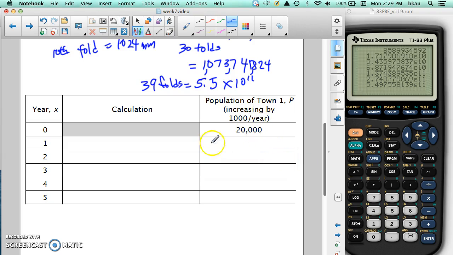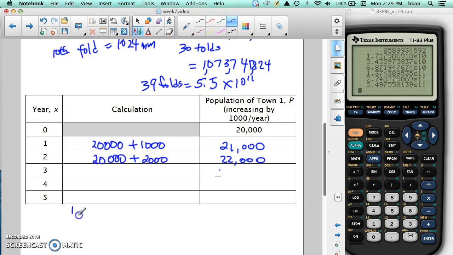population based upon growth. So in this one, population is increasing by 1,000 each year. So my first year would be 20,000 plus 1,000, or 21,000. Okay, and then I'm going to add 1,000 more. So here I would be 20,000 plus 2,000, so 22,000. So each time we're going to add 1,000. This would be 23,000, 24, 25.